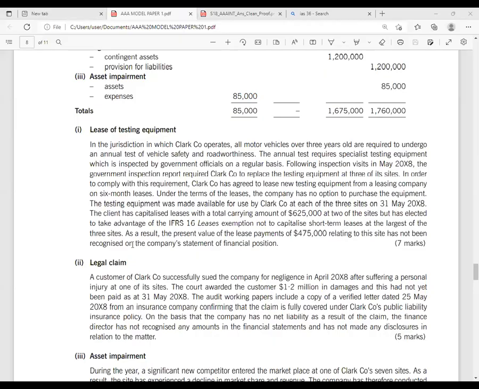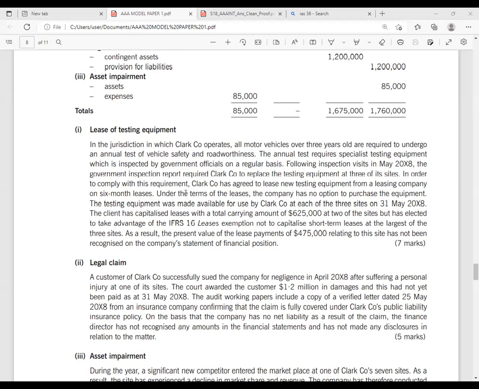Great. Now, ladies and gentlemen, here we are. We are told here to replace the testing equipment at 3 of its sites in order to comply with the requirement. Clark Company has agreed to lease new testing equipment from a leasing company on 6-month leases. Under the terms of the leases, the company has no option, which is very good, to purchase the equipment. Therefore, these are short-term leased items which should be expensed fully.